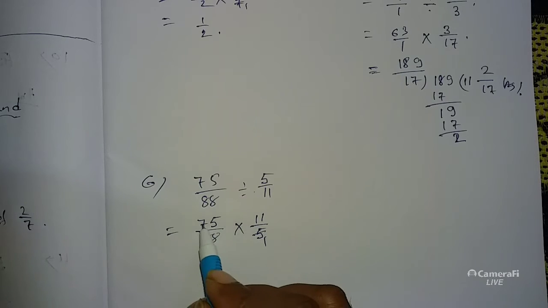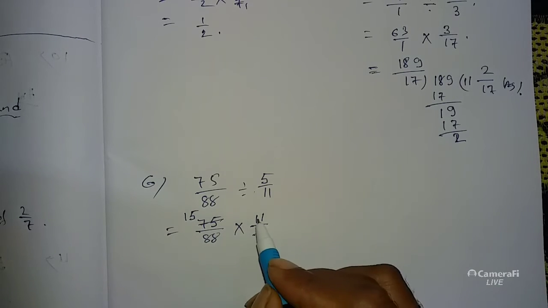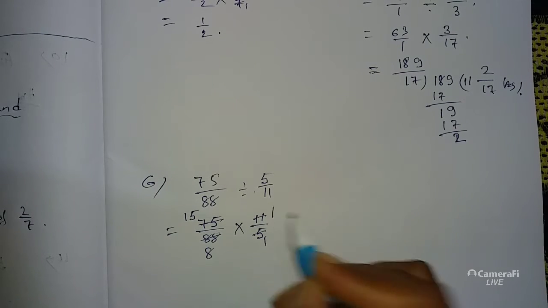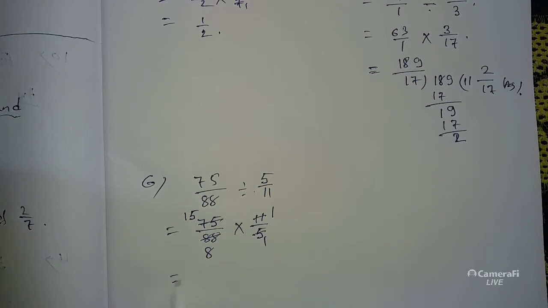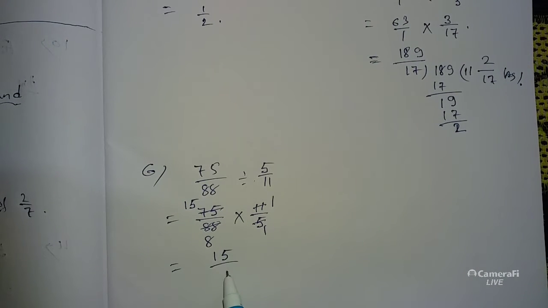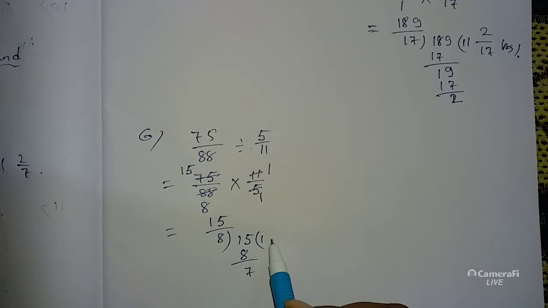5 1 is 5, 5 15 is 75. 11 and 88 can be divided by 11. 11 8 is 88, 11 1 is 11. So now it is 15 into 1, that is 15 by 8 into 1, 8. Convert it into a mixed fraction. 8 1 is 8. Subtracting, we get 7. So the answer becomes 1 whole 7 by 8. Okay.